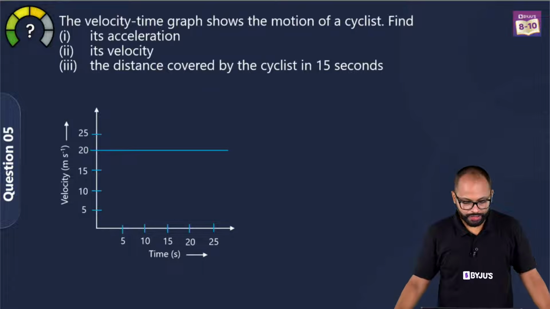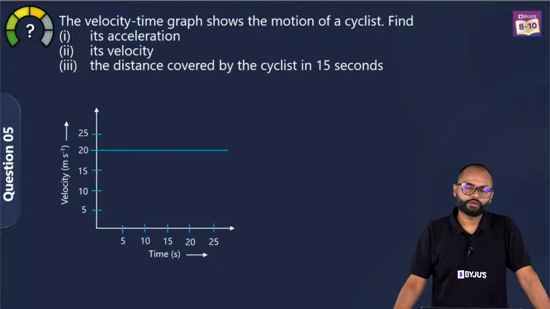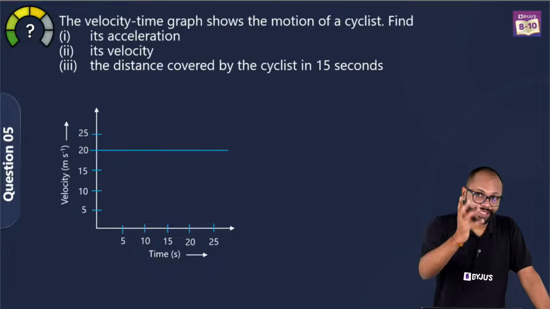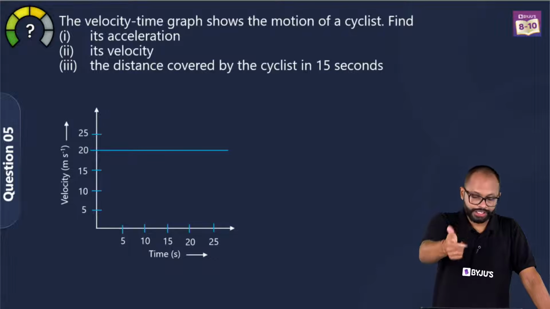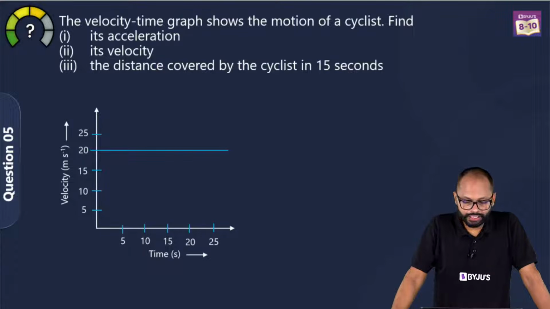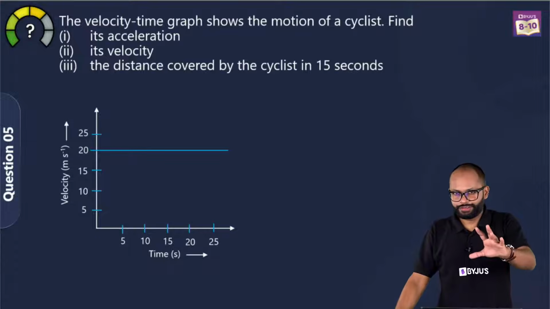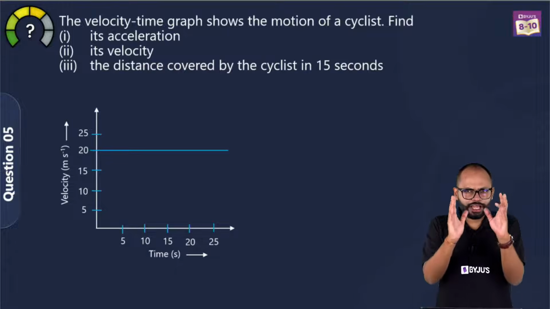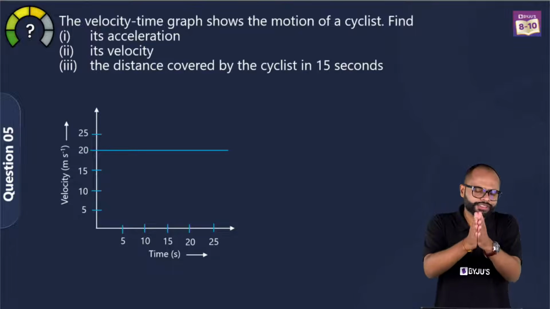The velocity time graph shows the motion of a cyclist. What do we have to find? We have to find its acceleration. Its velocity. The distance covered by the cyclist in 15 seconds. It's an easy question. I'm telling you, it's an easy question. You just have to notice the graph properly. What is the graph given to you?